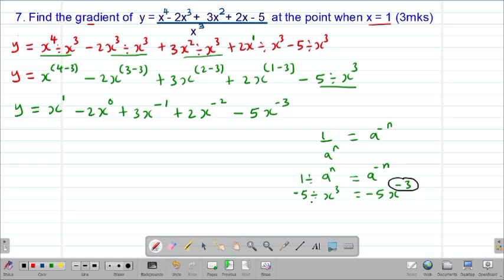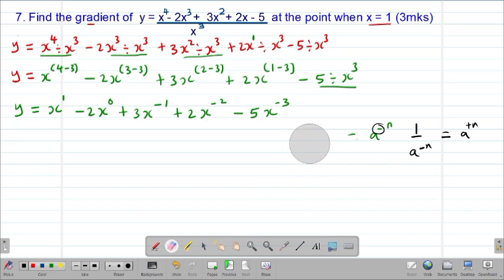Whenever you divide, it is the same as multiplying, but the power changes sign. If the power was positive, it changes to negative. If the power was negative, it changes to positive. For example, 1 over a power negative n is the same as a power of positive n. So these are simply the laws of indices.